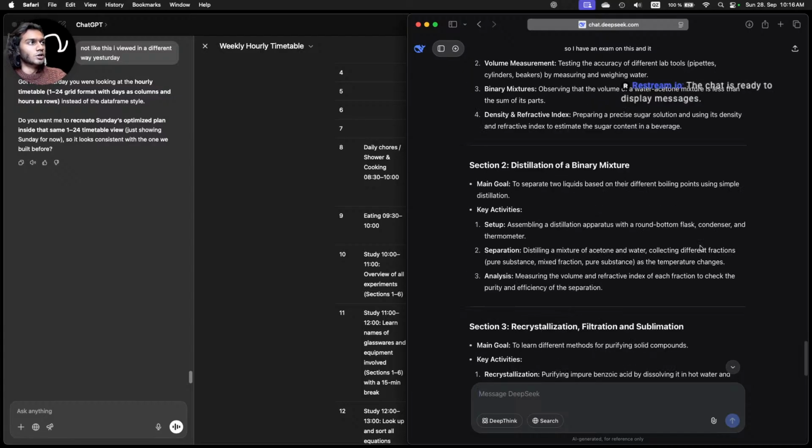Section 2, distillation of binary mixture. To separate two liquids based on their different boiling points using simple distillation.